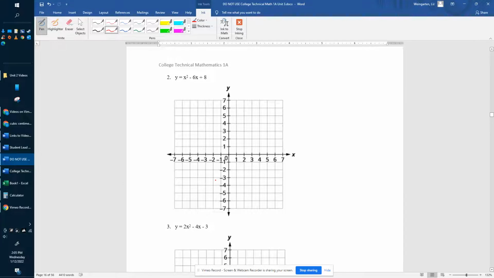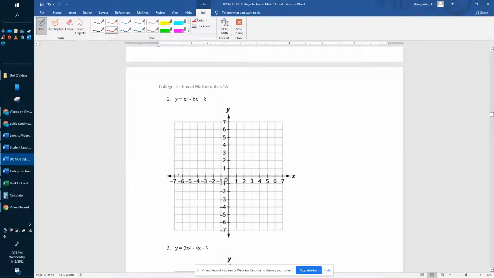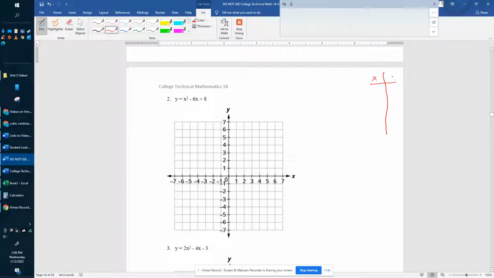Let's go on to another one. This one's a little bit more complicated. We have a middle term here this time. So let's see what we can do. We're going to start with our t-table. We'll start off with our usual 5 points. I'll just start with -2, -1, 0, 1, and 2 again. Those are always nice to work with.